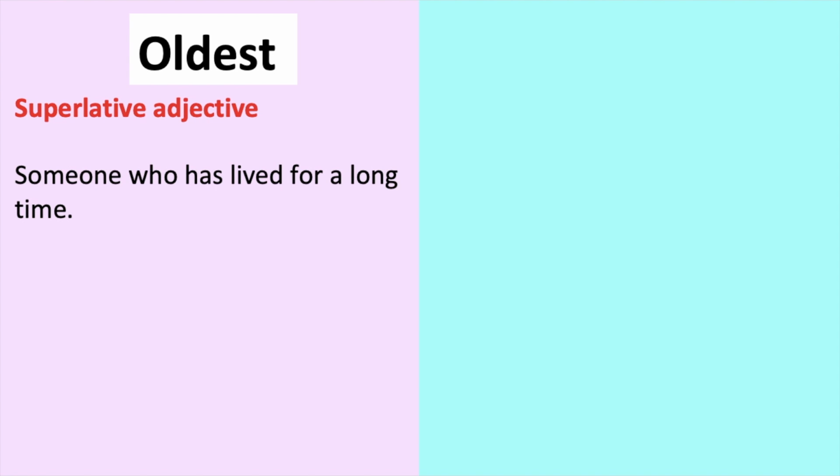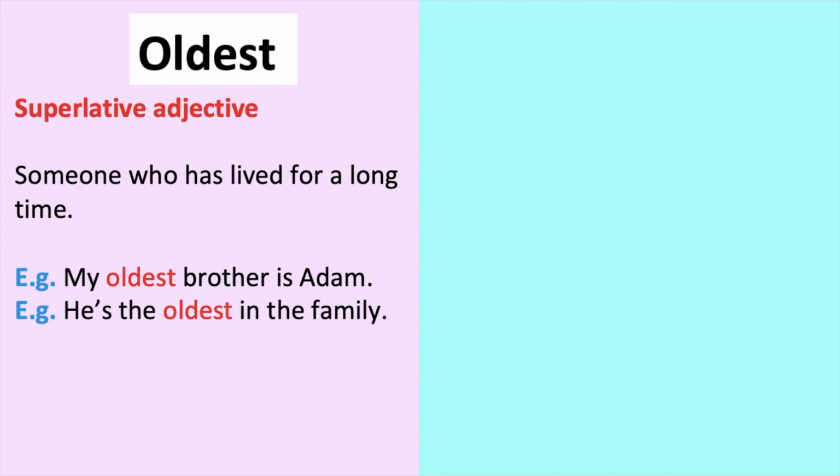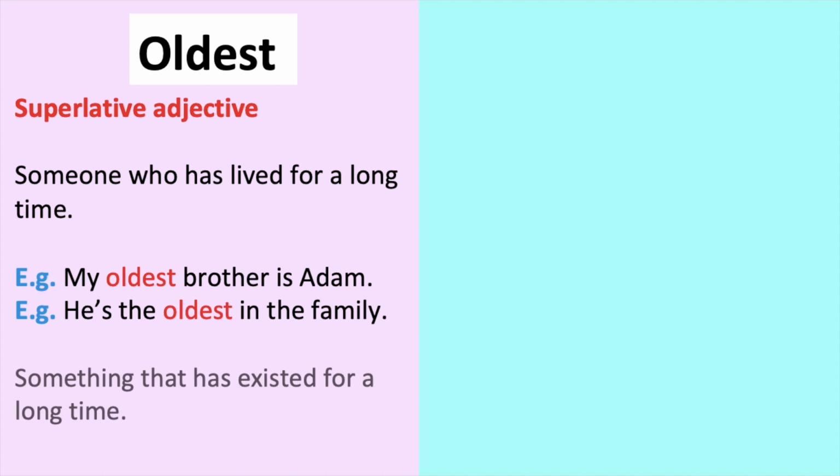Oldest. Oldest is a superlative adjective. Again, we use oldest when referring to people or things. For example, if we're talking about a person, my oldest brother is Adam. He's the oldest in the family. When we're talking about a thing, we can say, that's the oldest car I've seen.